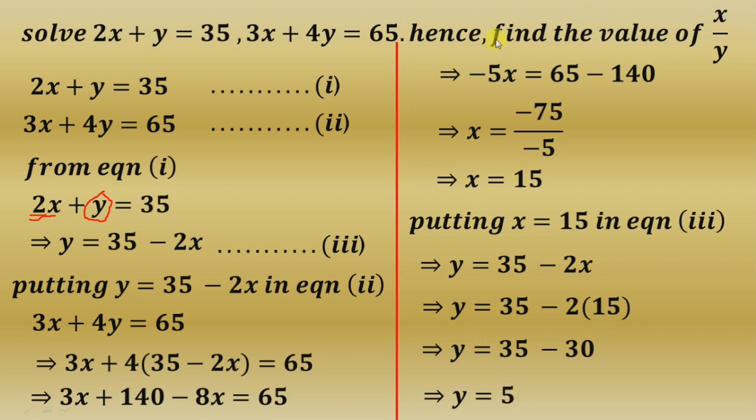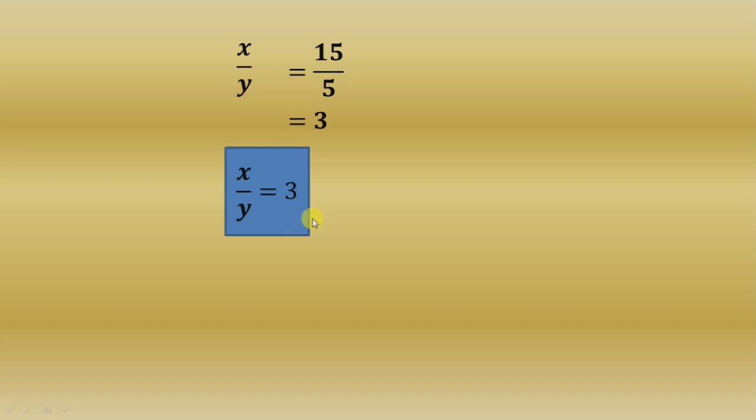But the question says that we need to find the value of x by y. So x by y is equal to 15 by 5. Cancellation, I'll get 5 1s are 5, 5 3s are 15. So it's 3. That means x by y is equal to 3.